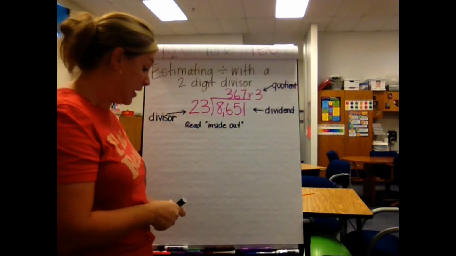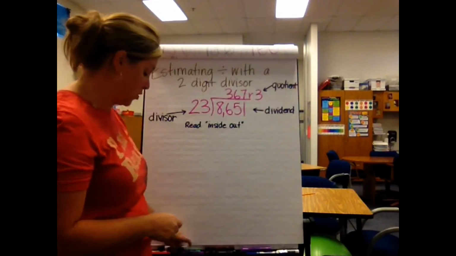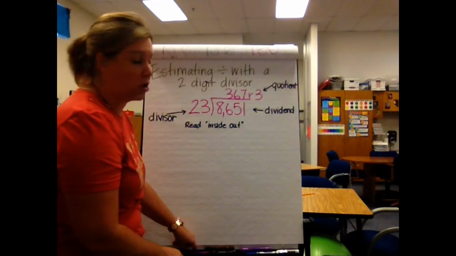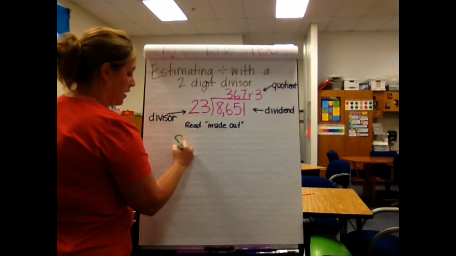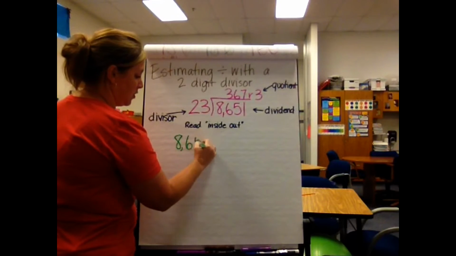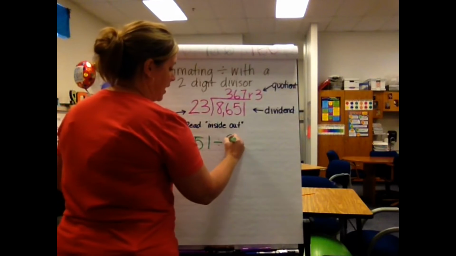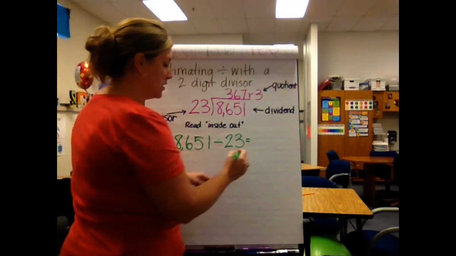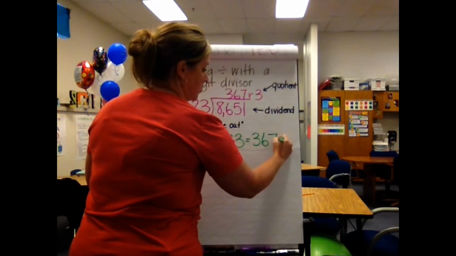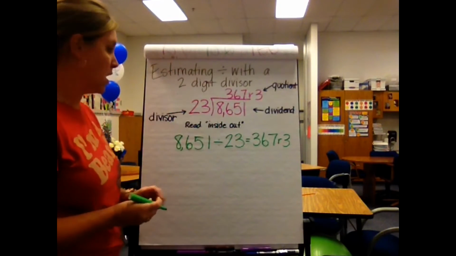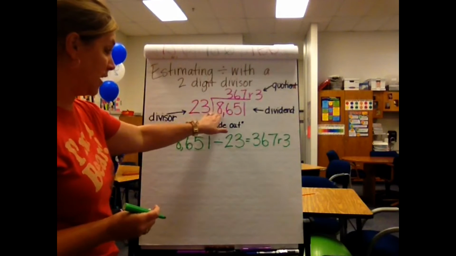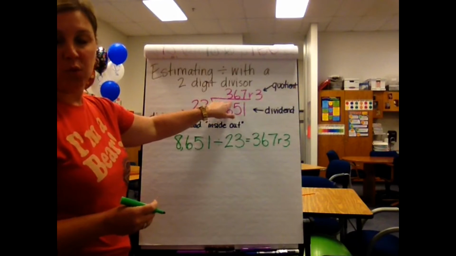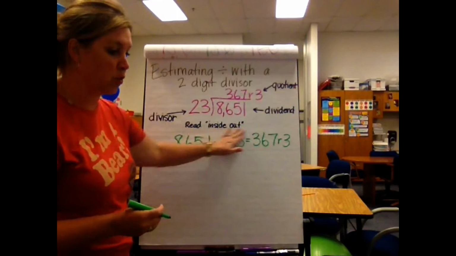You're reading it just like you see it this way, and we've seen problems written this way. You've got this right here: 8,651 divided by 23 is 367 remainder 3. So we're reading it inside out. 8,651 divided by 23 is 367 remainder 3. That's how you're reading it.